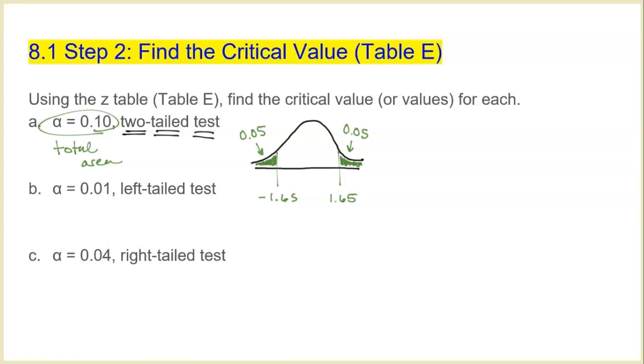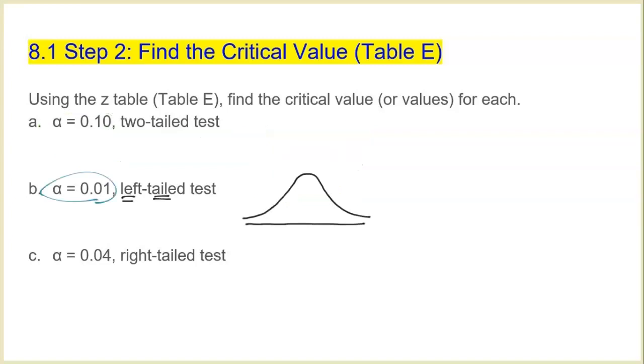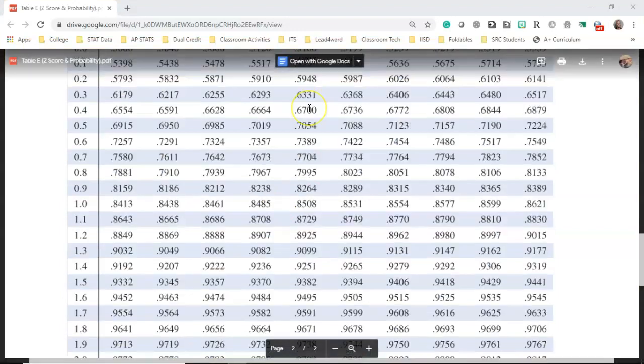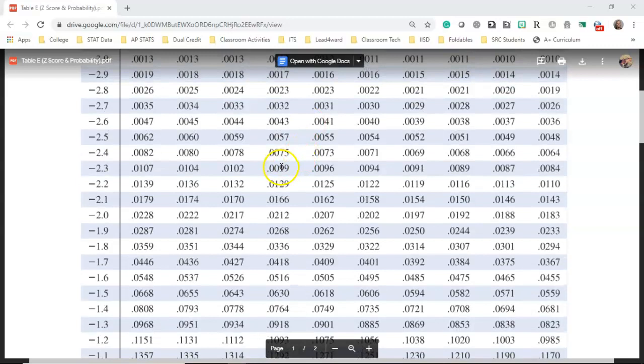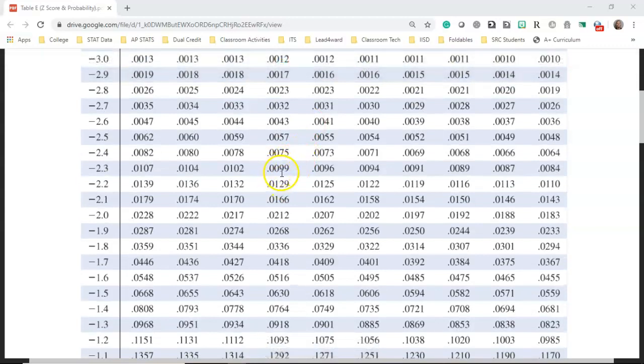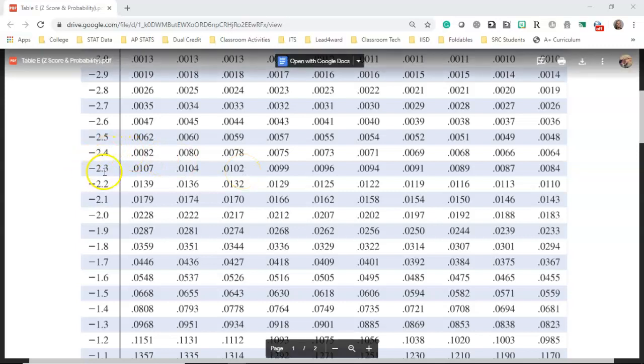So let's look at a critical value for a left-tailed test. That means that all the area, this 0.01 or 1%, is focused in the left tail. If I go to my table, I want to find the value closest to 0.01. That's this number, 0.0099, because this other one is a little further away. So the critical value is negative 2.33.